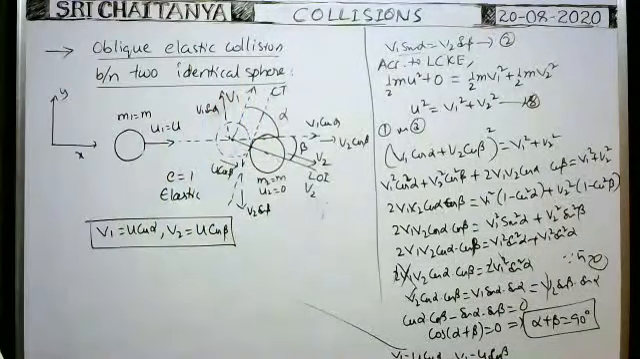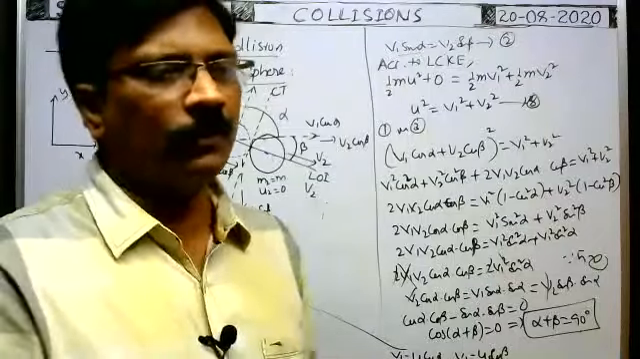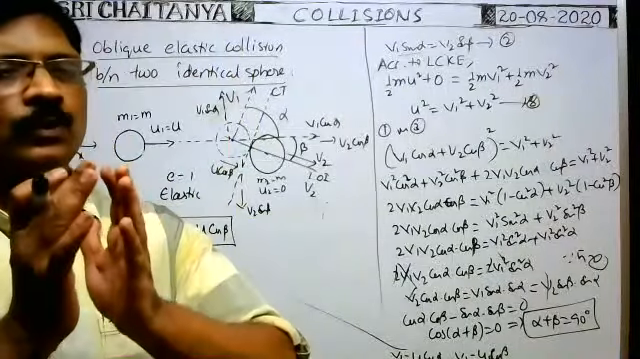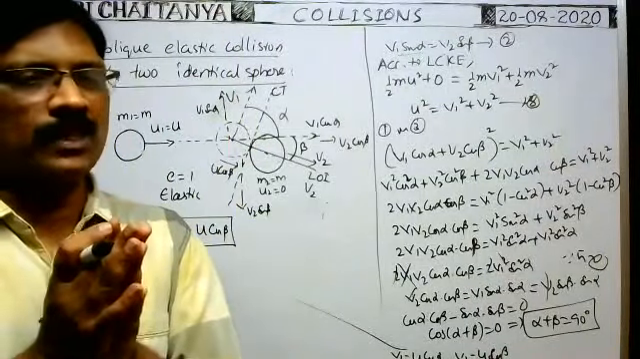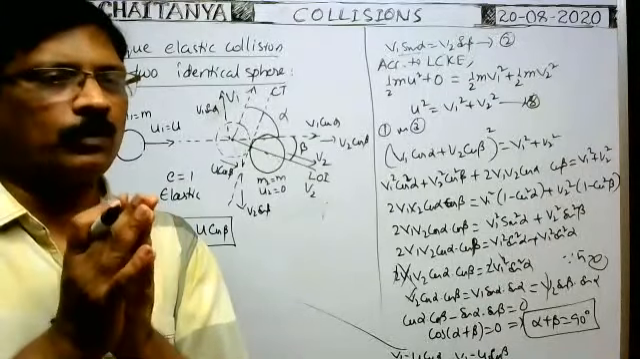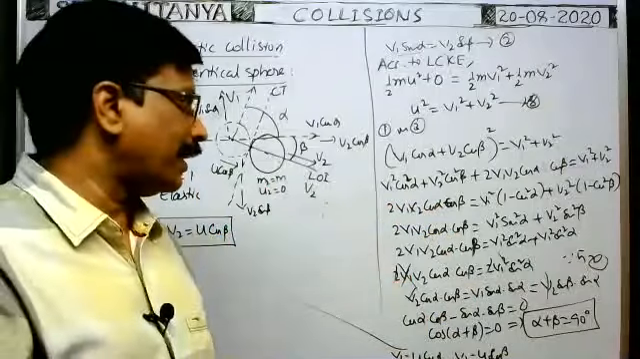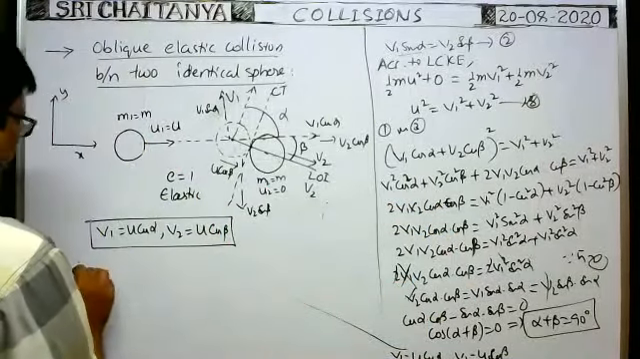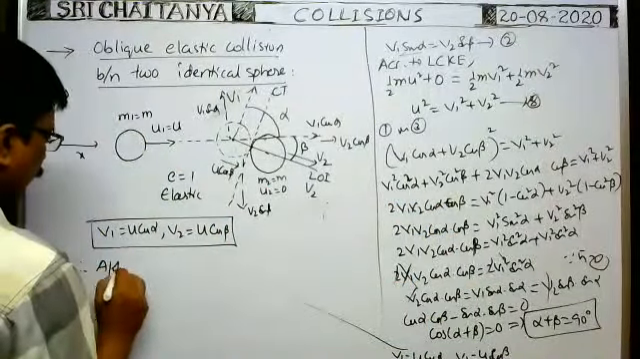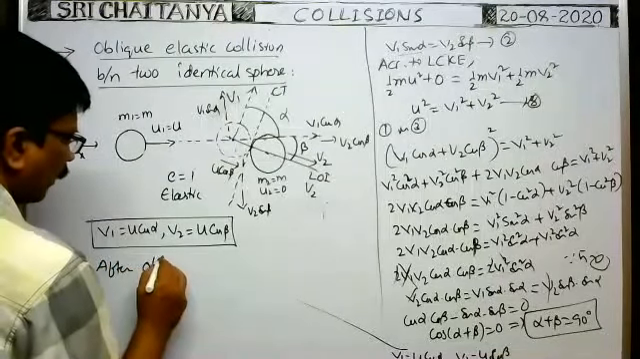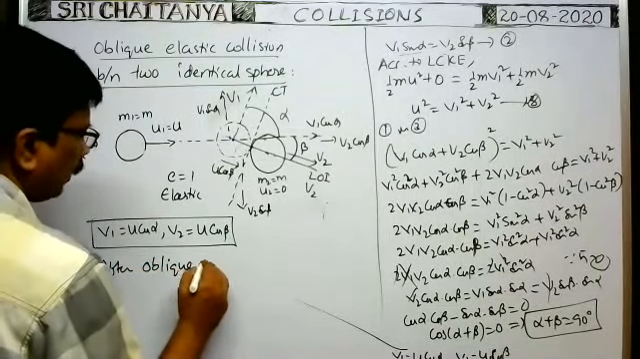So this is a two-dimensional elastic collision between two identical spheres. After a two-dimensional elastic collision takes place between two identical spheres in which one body is at rest, after collision the two spheres fly off at right angles to each other. That is the conclusion.